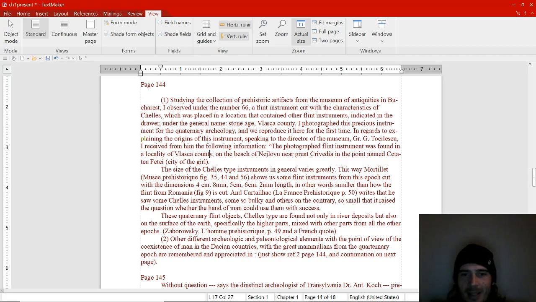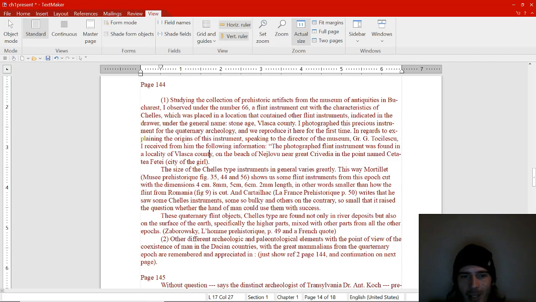And Kartalhak, in his book, writes that he saw some Kelly's instruments, some so bulky and others on the contrary so small, that it raised the question whether the hand of man could use them with success. These quaternary flint objects, Kelly's type, are found not only in river deposits, but also on the surface of the earth, specifically the higher parts, mixed with other parts from all the other epochs. And this is according to Zaborowski in his book.